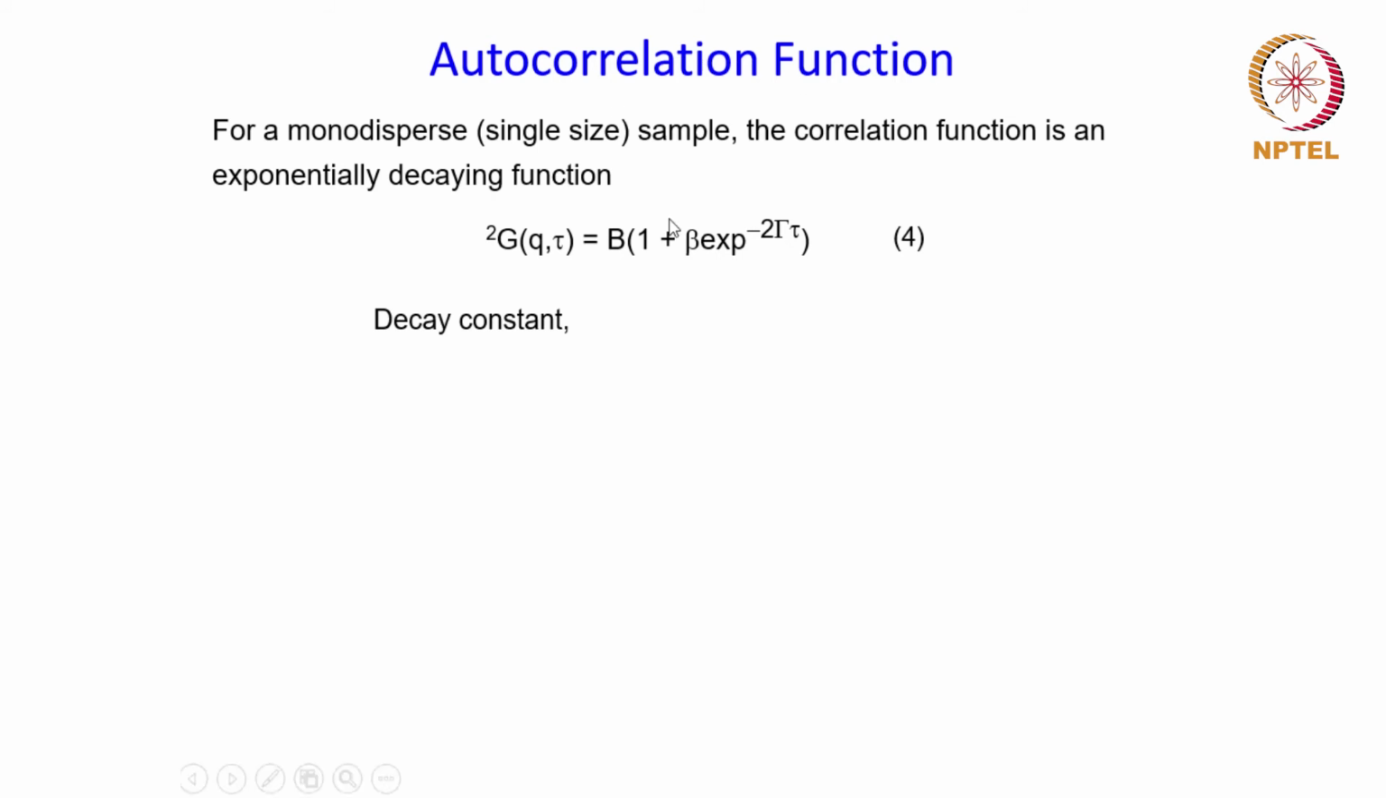Where gamma is known as the decay constant or the decay rate, and it is related to D, the translational diffusion coefficient, and another parameter Q in this manner through equation 5. Q is known as the scattering wave vector, which is given as follows. So this contains the scattering angle theta as well as the wavelength lambda of the light.